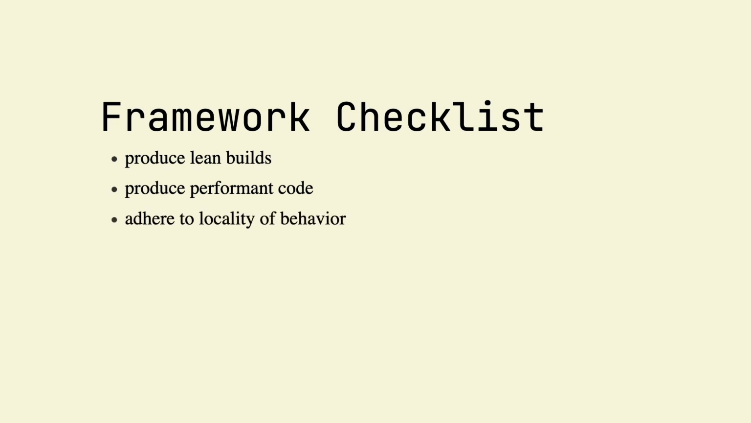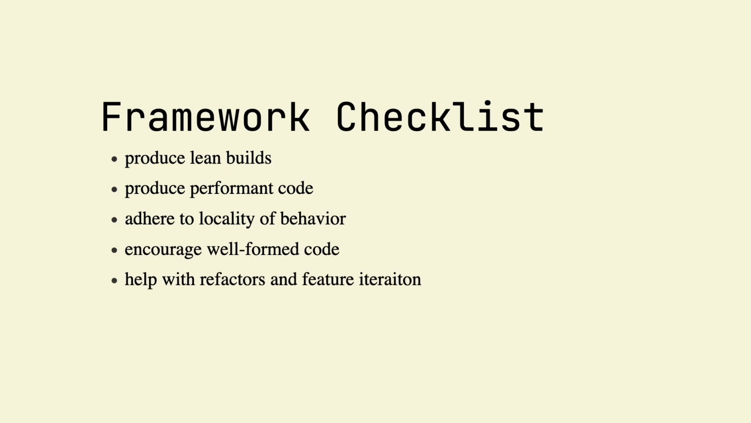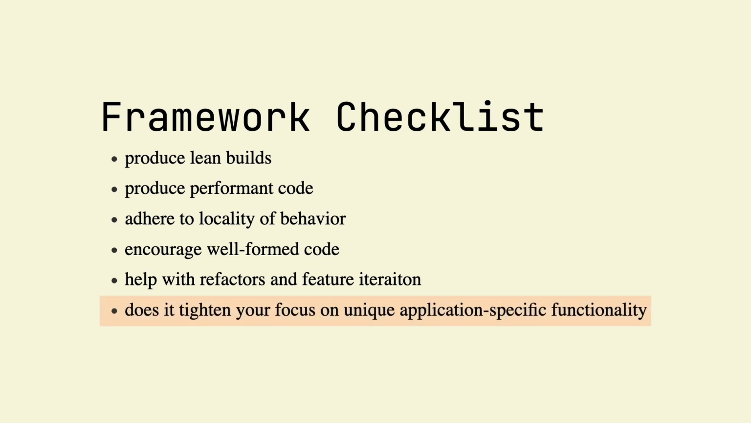When assessing the usefulness of a new framework, there are a couple of important details. Does the framework produce lean builds? Does it produce performant code? Adhere to locality of behavior? Encourage well-formed code? Help with refactors and feature iteration? But the most important one, in my opinion, is does it tighten your focus on unique, application-specific functionality?